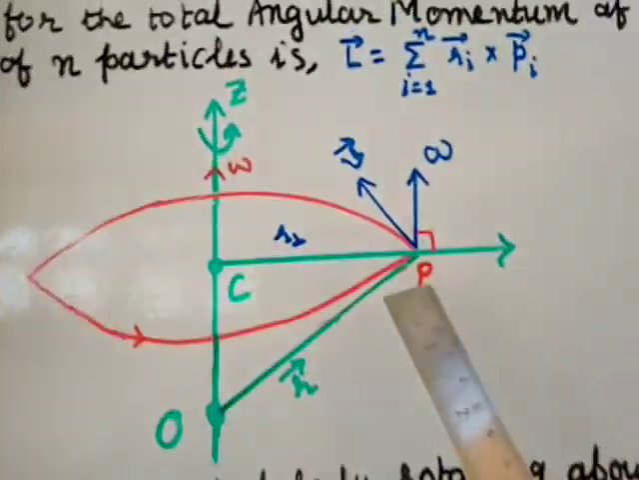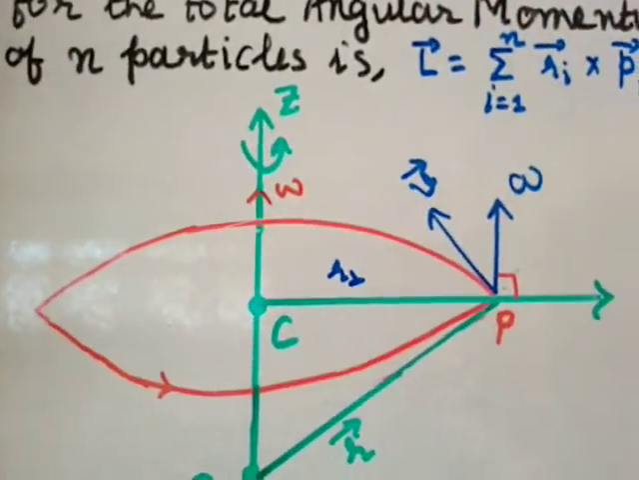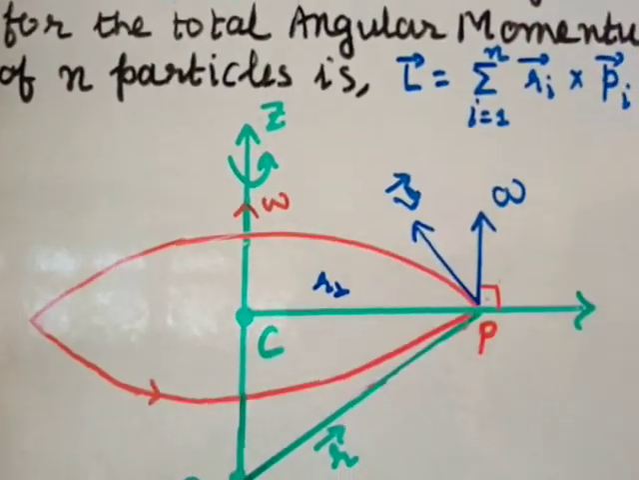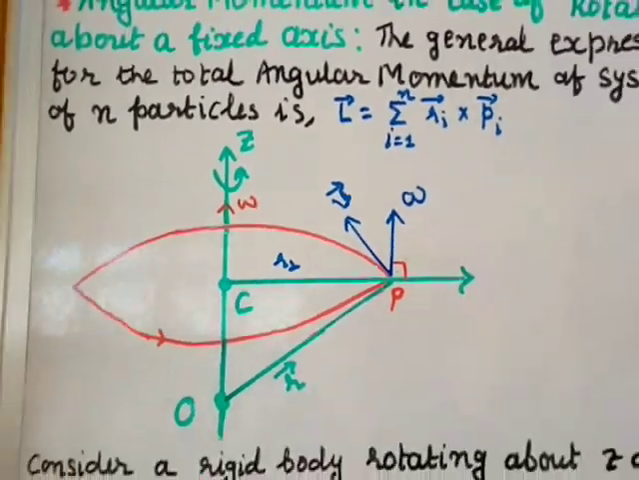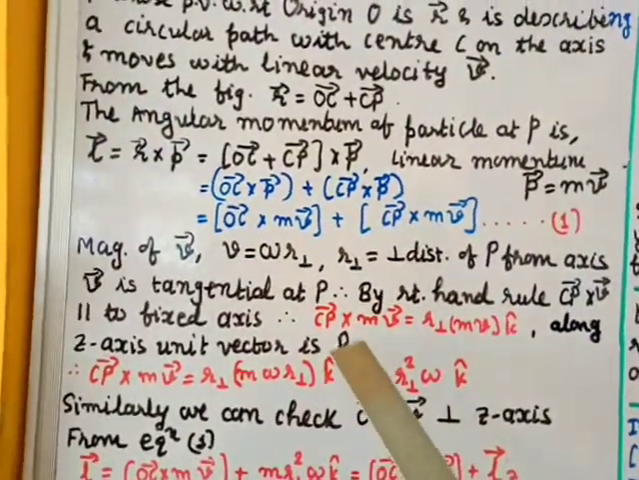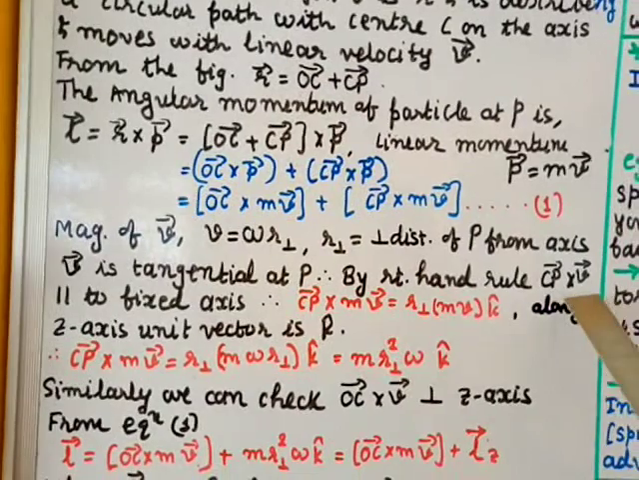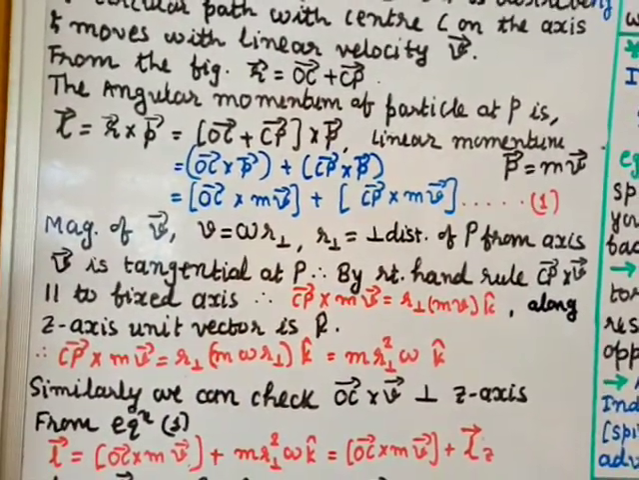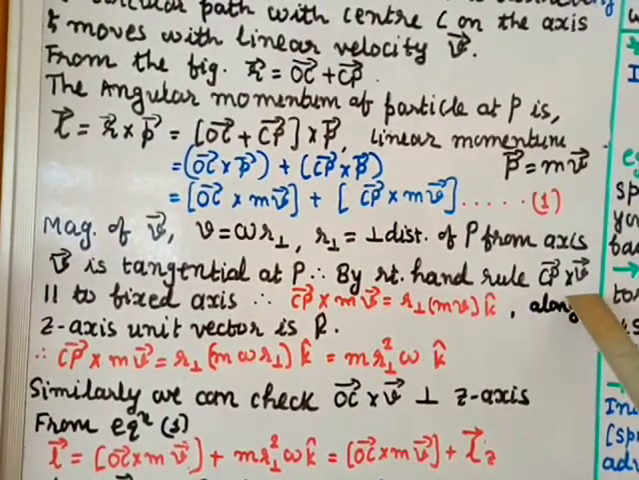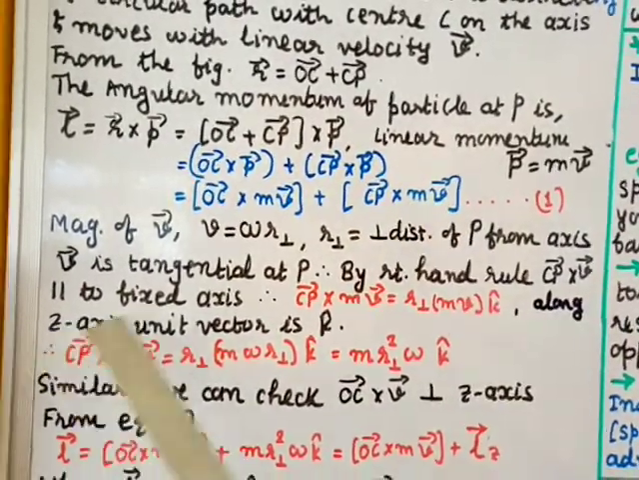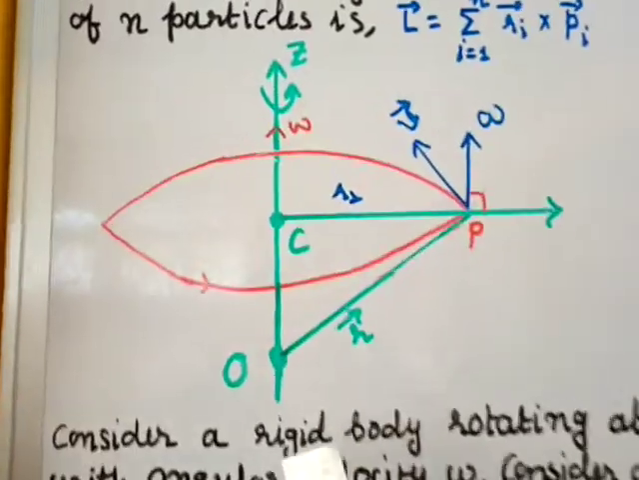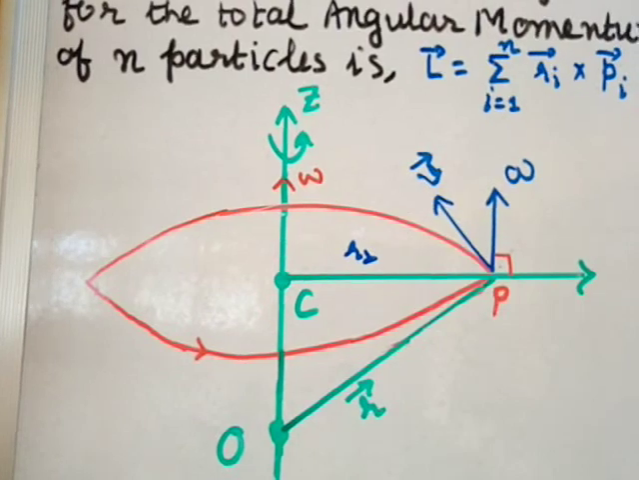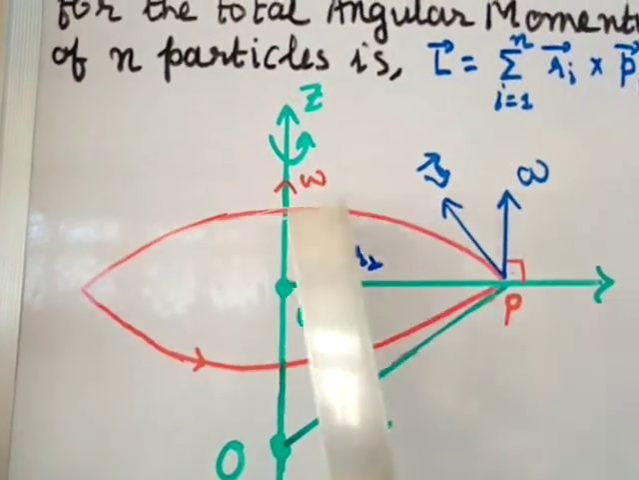As I already said, the linear velocity is tangential at the point P. So you can draw the tangent, and it will give the direction of the linear velocity. Therefore by the right hand rule, CP cross v is parallel to the fixed axis, which is the axis of rotation. So CP cross v is parallel to the z axis.